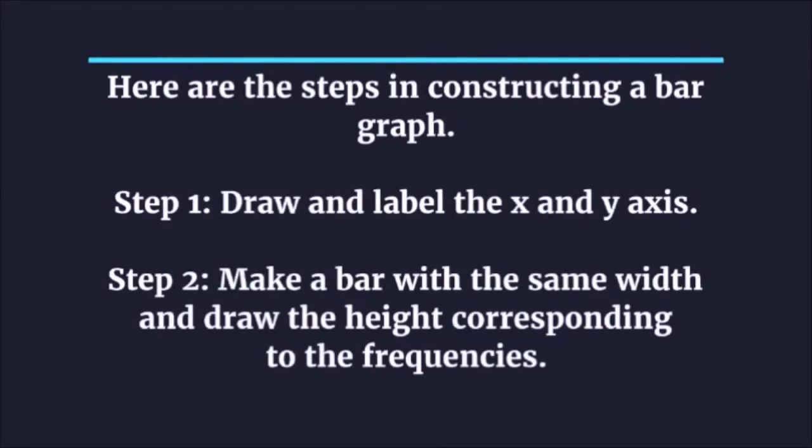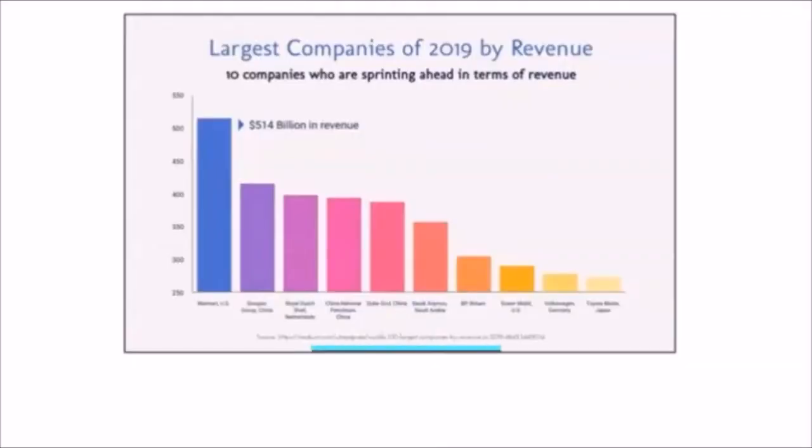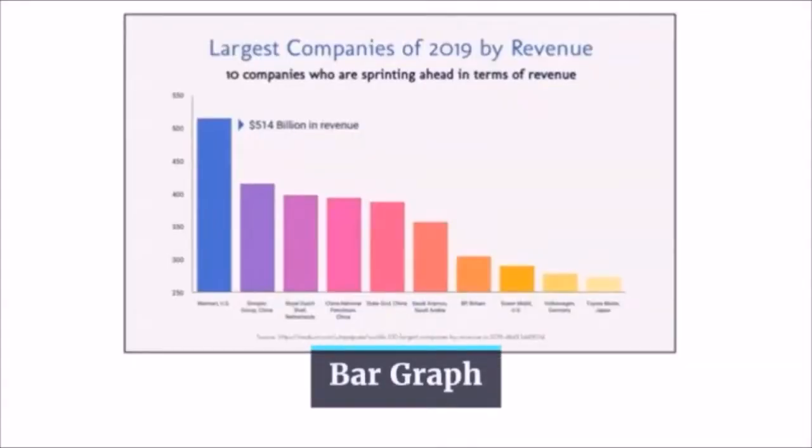Here are the steps in constructing a bar graph. Step 1. Draw and label the x and y axis. Step 2. Make a bar with the same width and draw the height corresponding to the frequencies. Again, this is how a bar graph looks like.